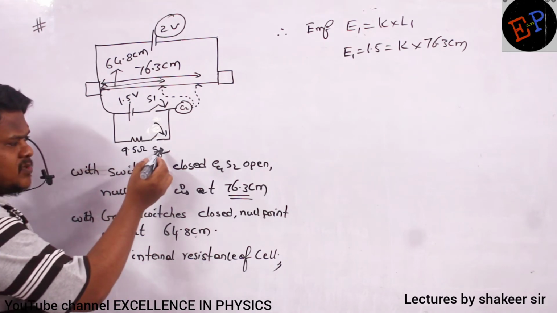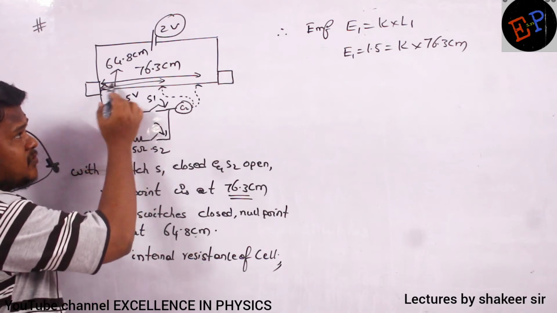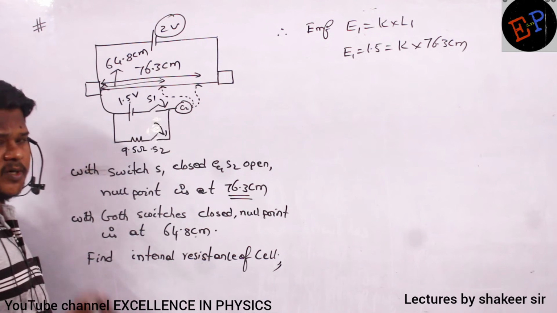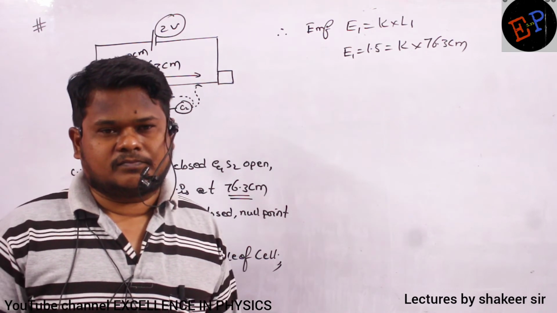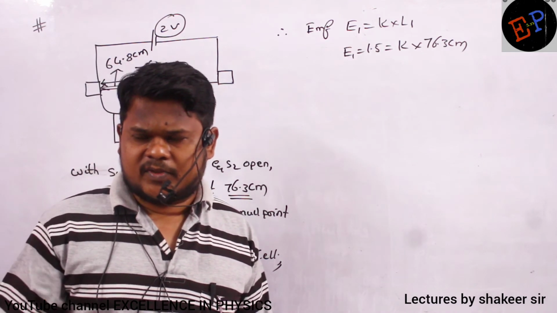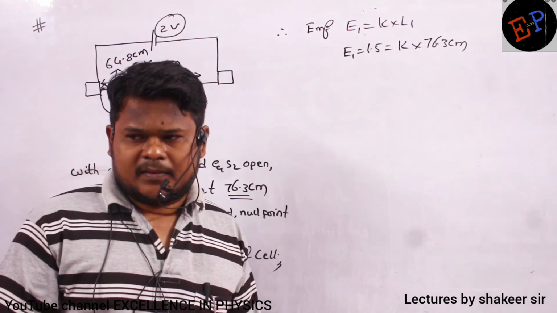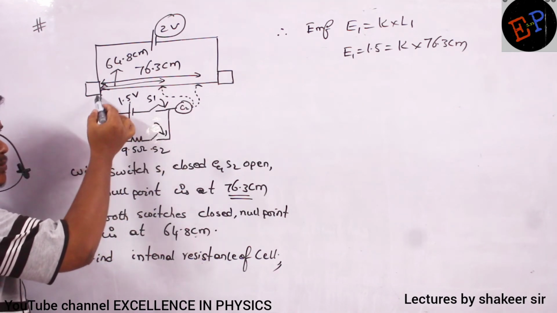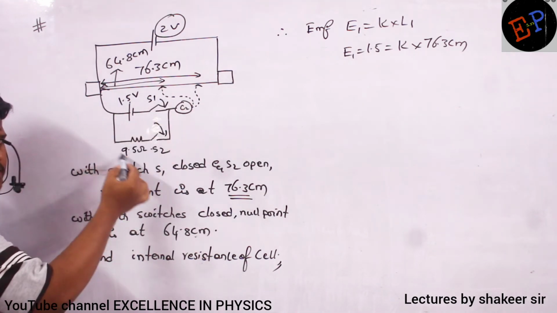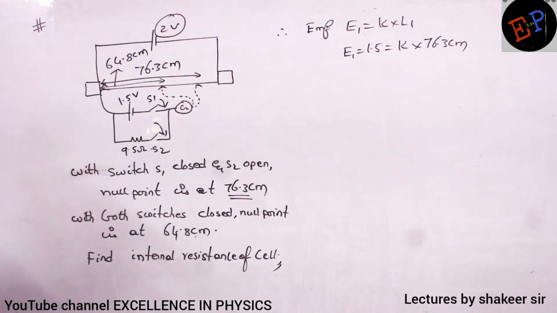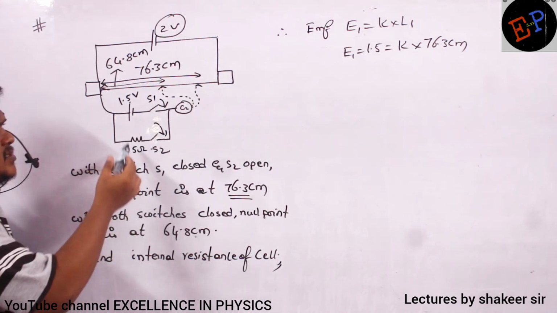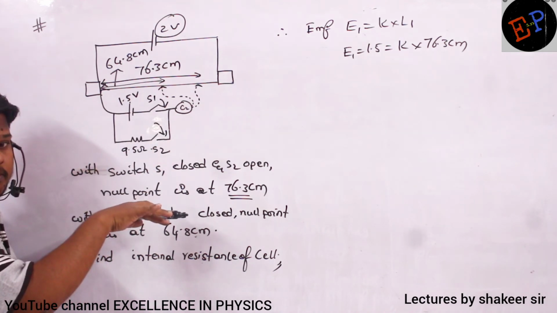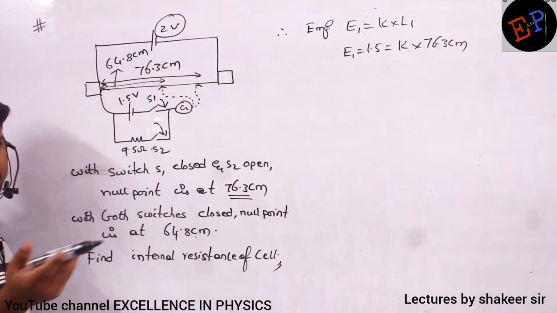When this switch was in open condition, null point was at 76.3, no? Now the null point is only at 64.8. What is the reason? The length has reduced. Why? Because the potential drop in this wire should have reduced, no? Then only the length also reduces. Why has potential reduced? Previously it was 1.5. Now definitely it should have been less than 1.5. Then only the length has reduced. Why?